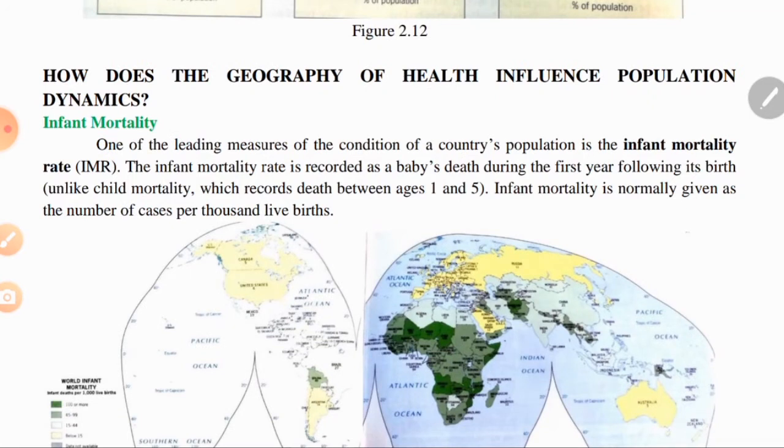Then, how does geography of health influence population dynamics? The condition of a country's population requires much more than simply knowing the total population or the growth rate. Also of significance is the welfare of the country's people across regions, ethnicities, or social classes. And among the most important influences on population dynamics are the geographical differences in terms of sanitation, the prevalence of disease, and the availability of healthcare.